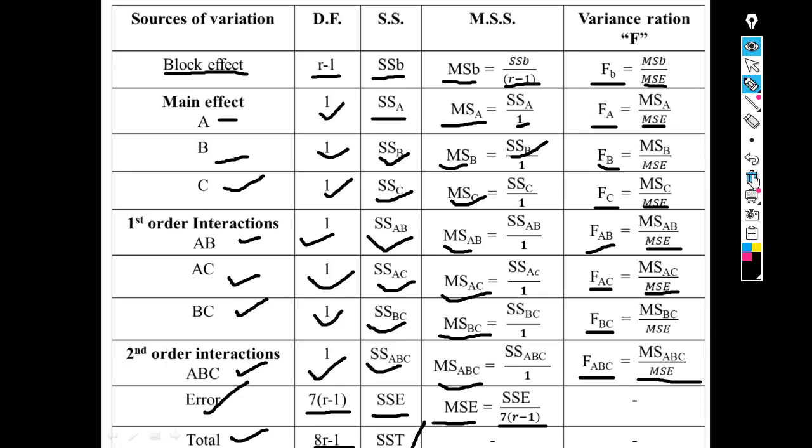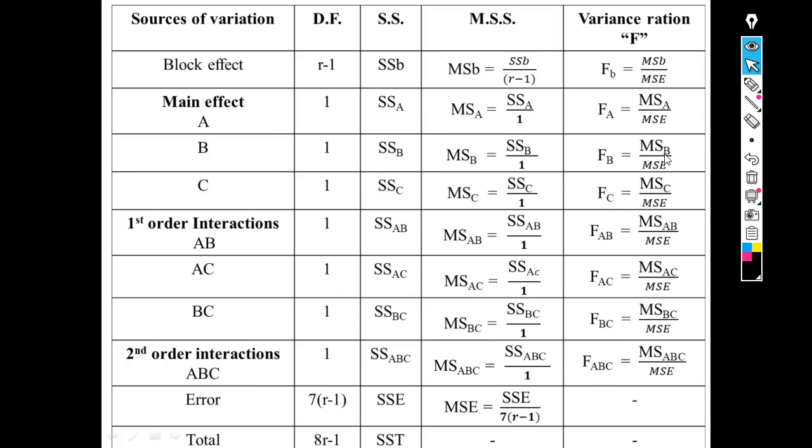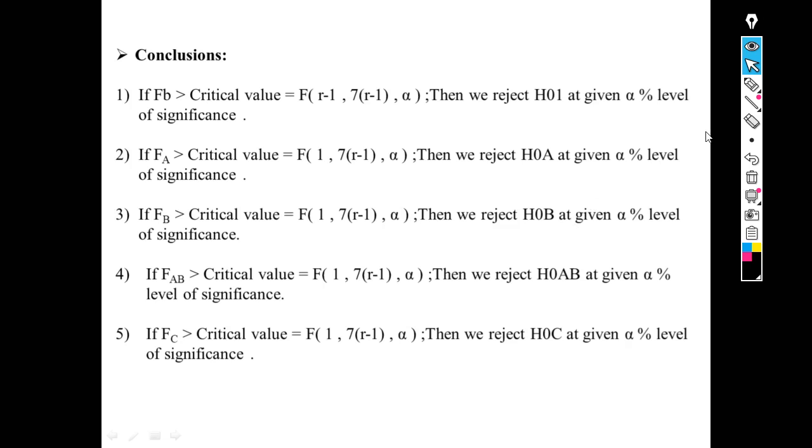So with the help of these F ratios, we make conclusions for our hypotheses. So these are the conclusions for our hypotheses. If this FB is greater than critical value, then we reject our first hypothesis at given alpha percent level of significance, that is there is significant difference between block effects. So in this block effect, our critical value is F with block degrees of freedom R minus 1 and error degrees of freedom 7 into R minus 1 with alpha percent level of significance.